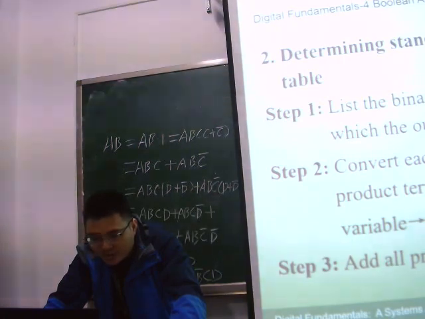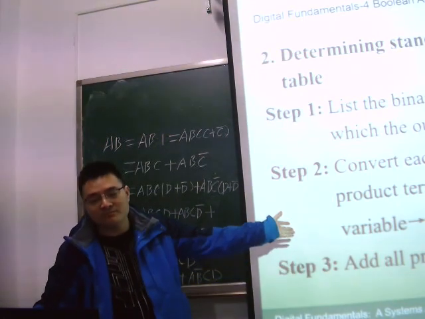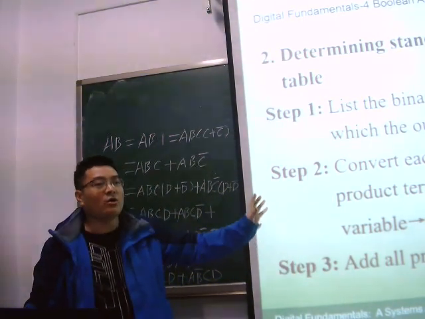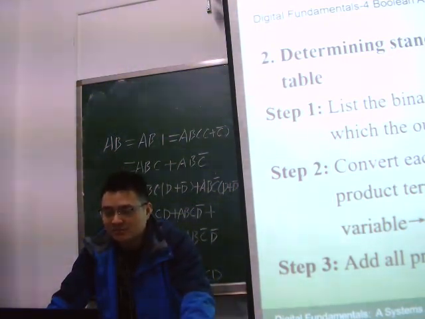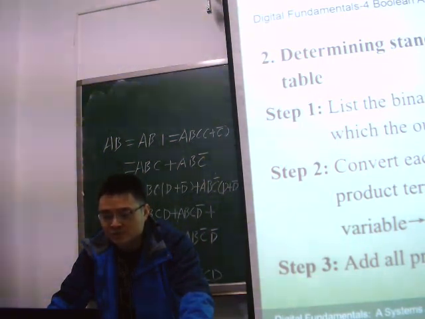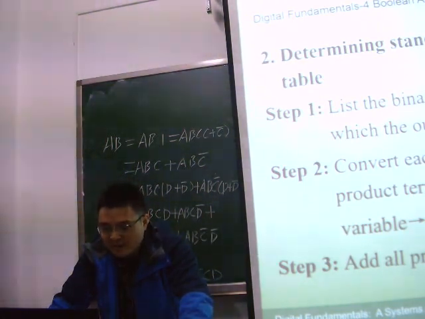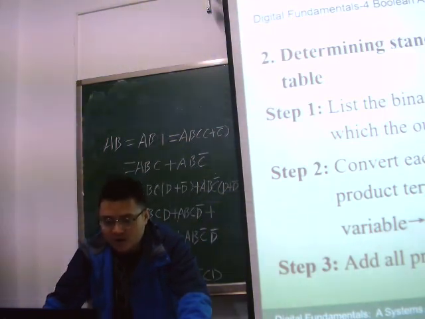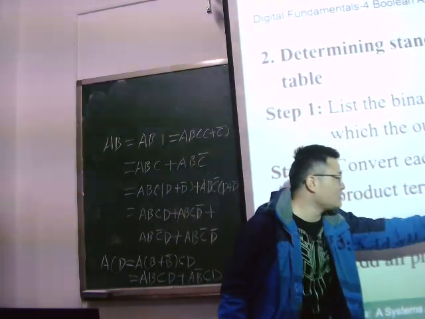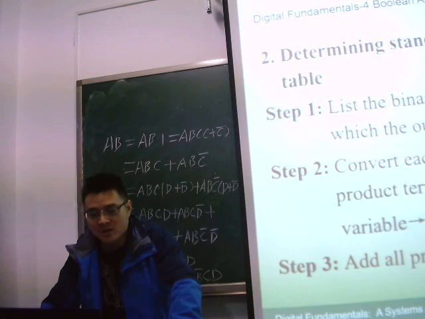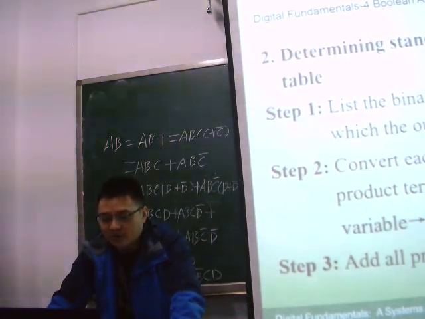Determining standard expressions from a truth table. If we know the truth table, then we can also determine the standard expressions. First, list the binary values of the input variable for which the output is 1. And the second step, convert each binary value to the corresponding product term. Variable equals 1 and complement equals 0. Then add all product terms of step 2.